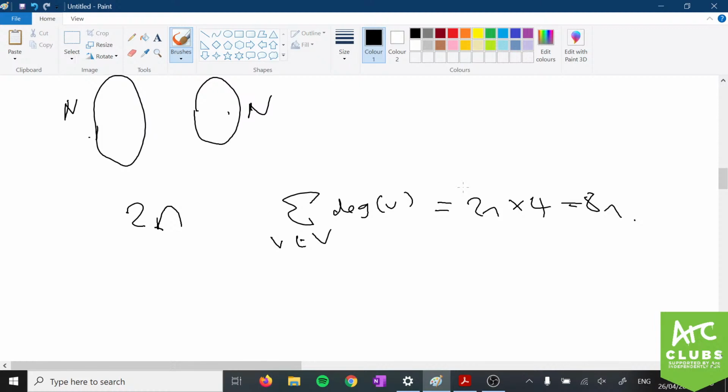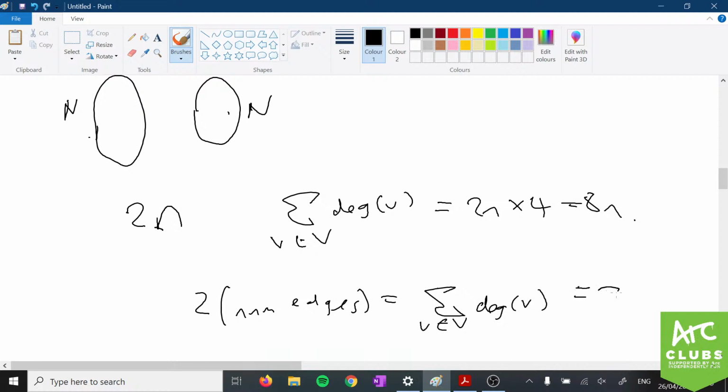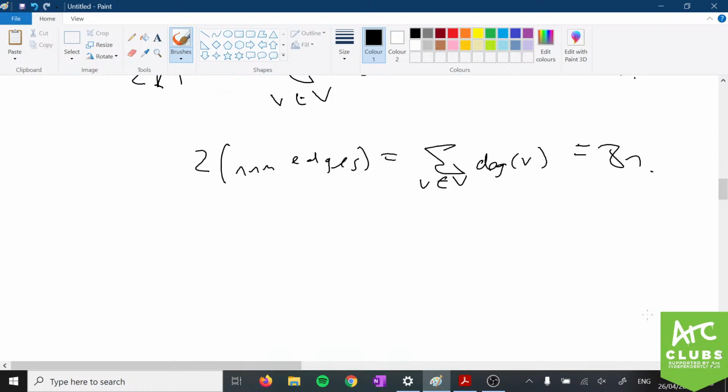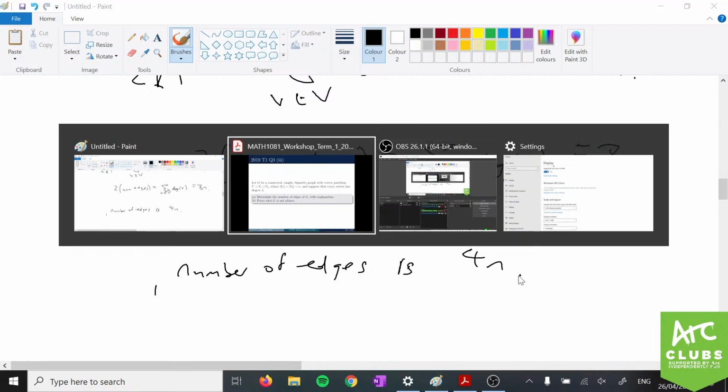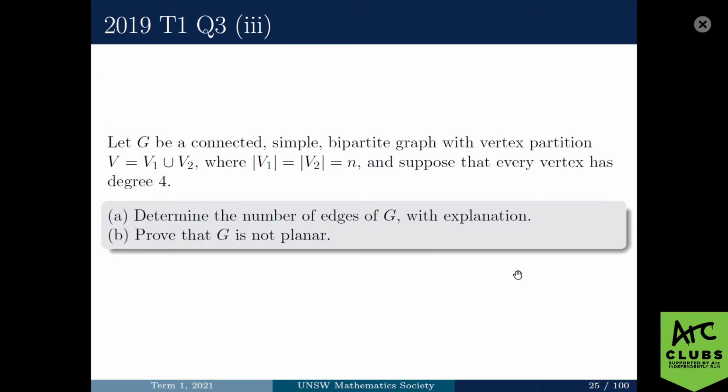But using the handshaking lemma, which was 2 times the number of edges equals this vertex degree sum, which happened to be 8n in our case. And so, just dividing by 2 on both sides, the number of edges is 4n by the handshaking lemma. And yeah, that's part A. So we have 4n edges.